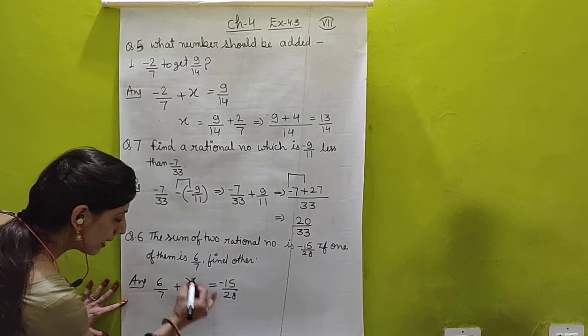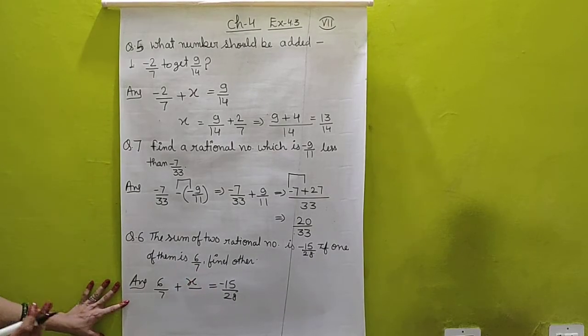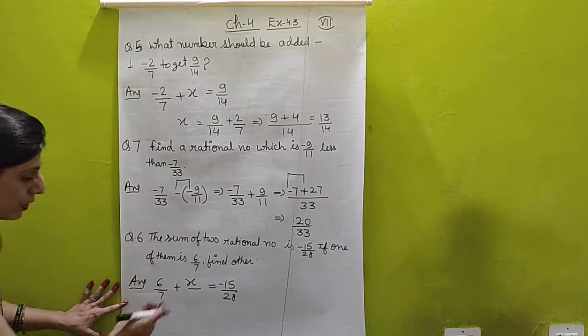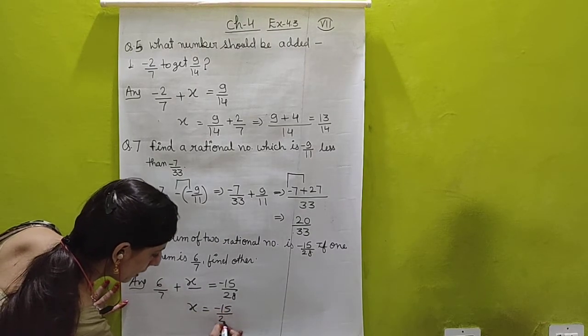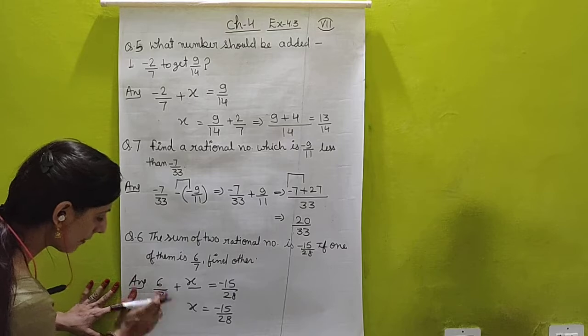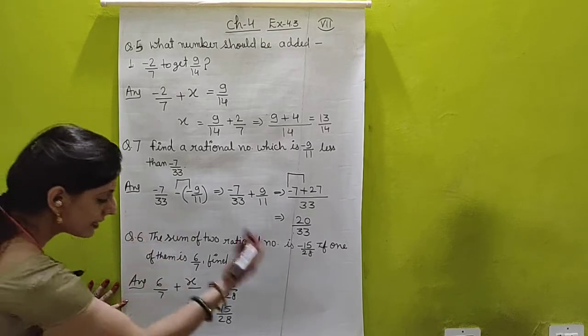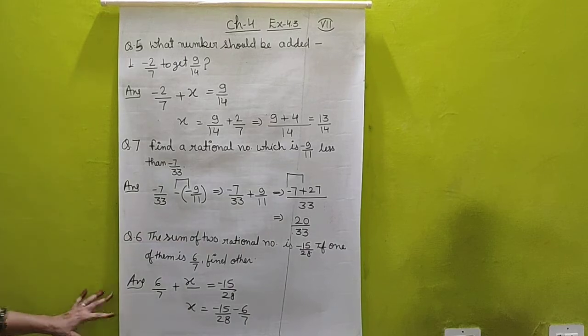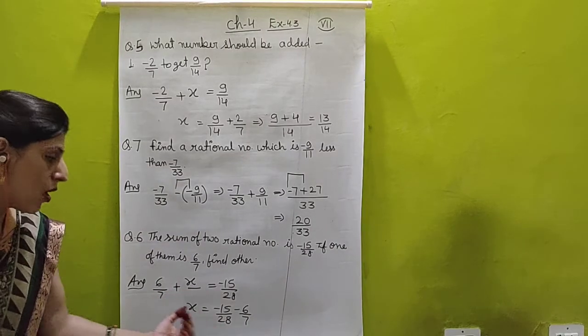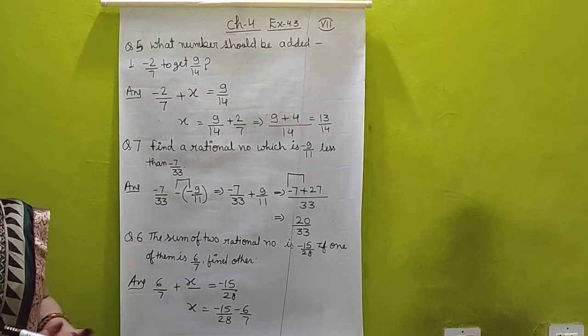So here I can take, suppose other rational number is x. Now what you will do? Here x will be as it is, minus 15 upon 28. This 6 upon 7 is with positive sign. That side it will go with the negative sign. Now same process students you will do. Take LCM, operate with the minus sign and find your answer.